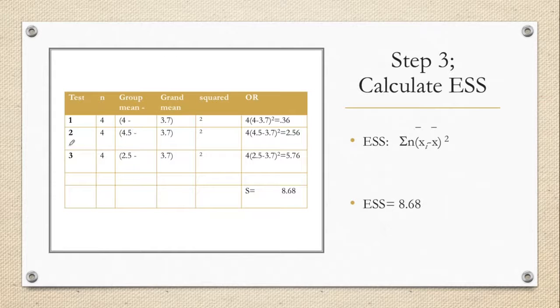You'll do that for test form 2, again, n of 4, group mean of 4.5, a grand mean of 3.7, and you'll do that again for test form number 3. So in the end, it looks like this little calculation here. So you get a 0.36, 2.56, and a 5.76, which adds up to an explained sum of squares of 8.68.